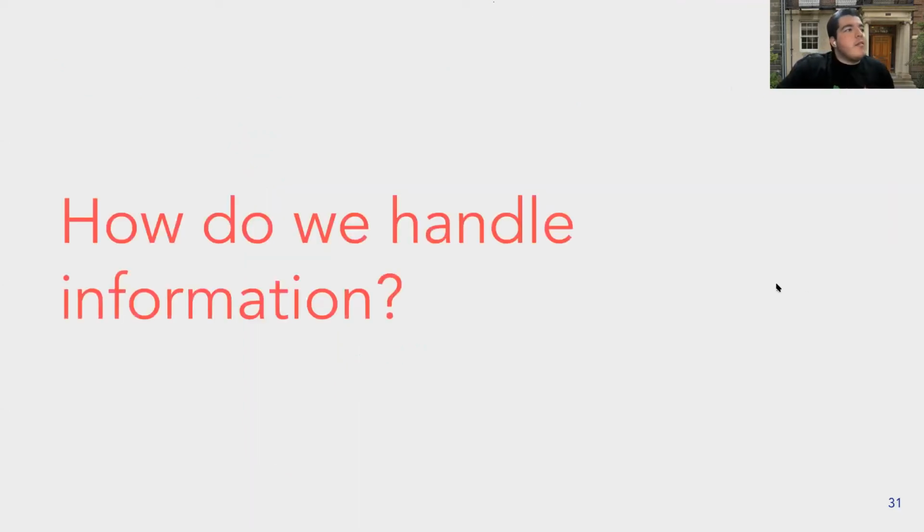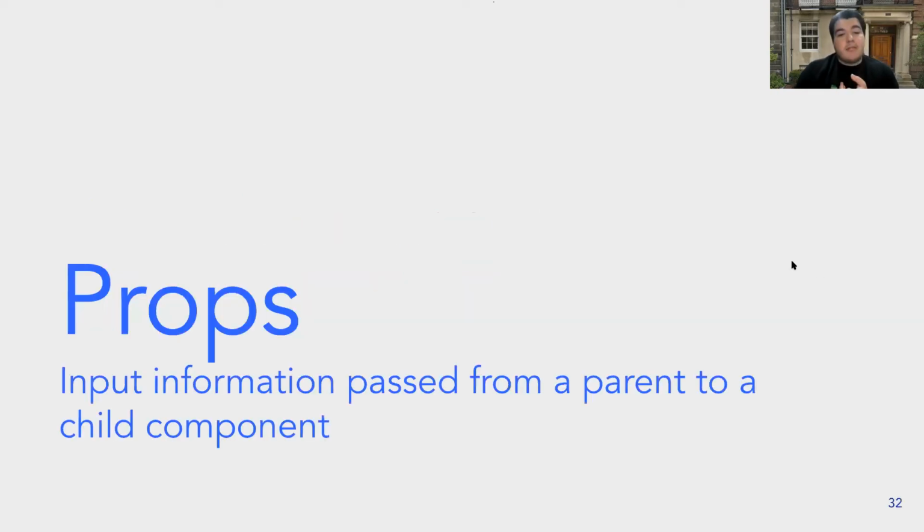So how exactly do we handle this information? There's actually two key concepts of handling information. And so this is the second big term of the lecture. The first one, we talked about components, which were the structural elements that we use in React to build our website. Big term number two is props. It's probably new to you. You'll hear a lot about it in debugging and in the rest of the class. Props is just input information that comes from a parent component to a child component.